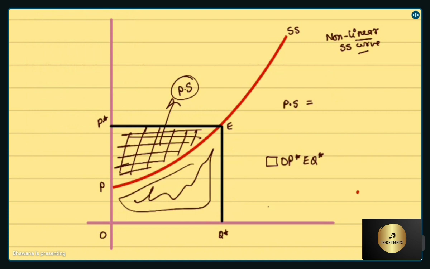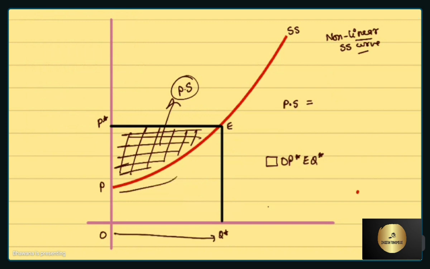So this is method 2 that we use in case of non-linear supply functions, using integration, where we set the limit from 0 to Q star. We have to find this area.